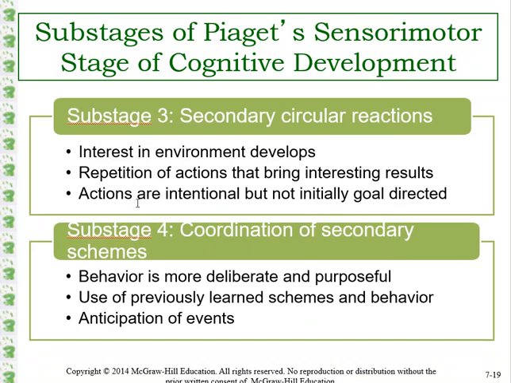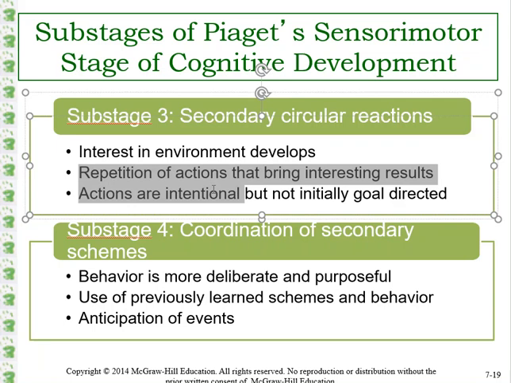So then we have substage 3. These are secondary circular reactions. We start to see more of an interest in the environment. And as I said, in substage 2, more of those circular reactions happen by chance, right? Once children start to see that it brings them interesting or very enjoyable results, then they're continuously doing that, right? So now actions are intentional, right?